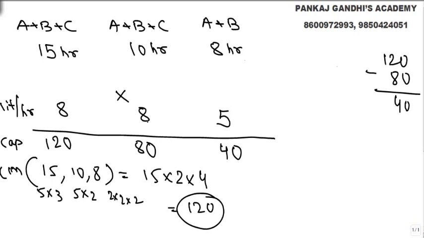So now, A plus B per hour is 5. A plus B plus C per hour is 8. So C per hour is 3. So in how many hours? Full tank 120, they are going to need 40 hours.